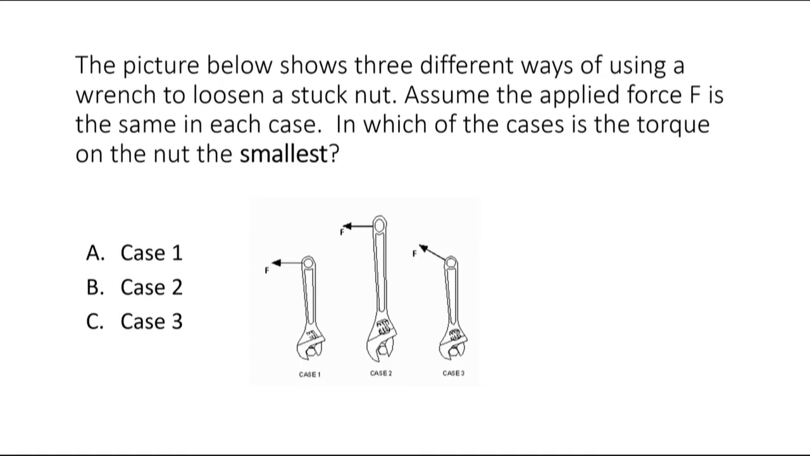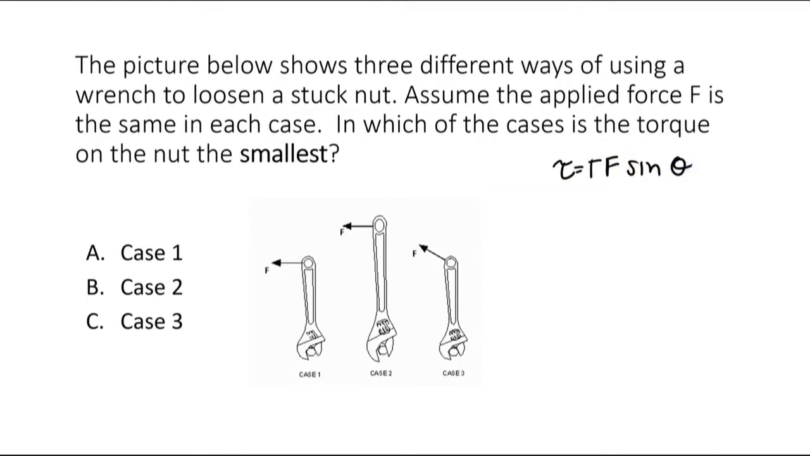Okay, so we really want to consider the same things here. We already know that case 2 has the longest lever arm, which contributes more greatly to the torque. So that one's ruled out for the smallest torque. So really the fight is between case 1 and case 3 here. And then remember that we have the relationship that torque is equal to R F sine of theta, where theta is the angle between R and F.